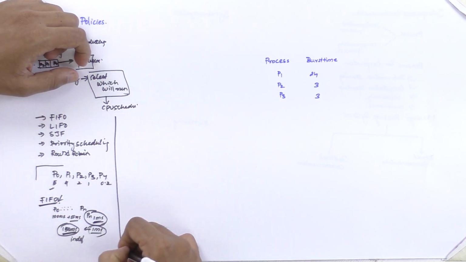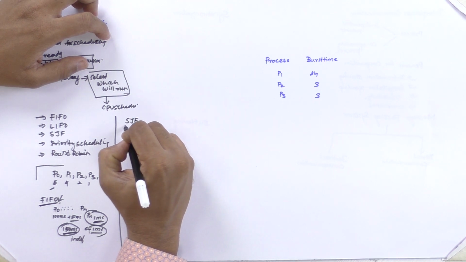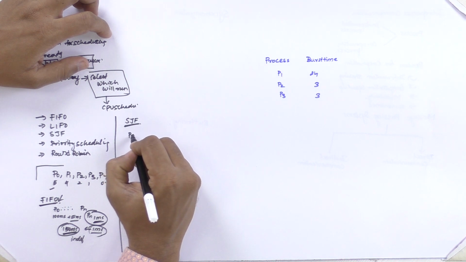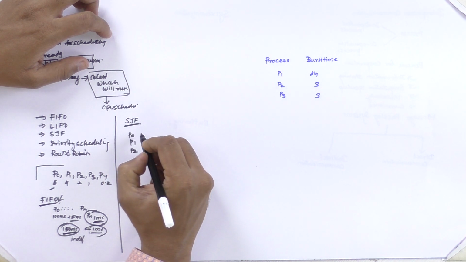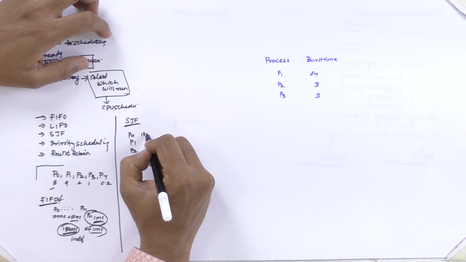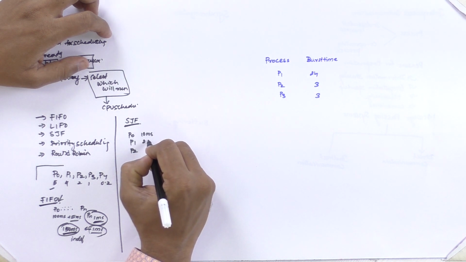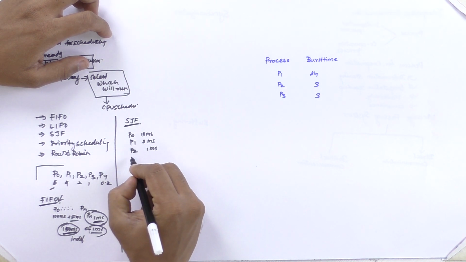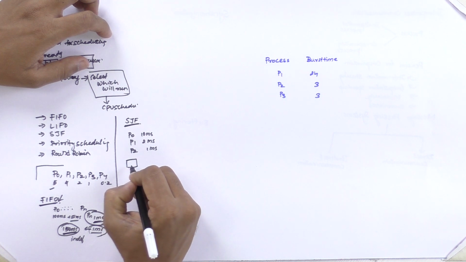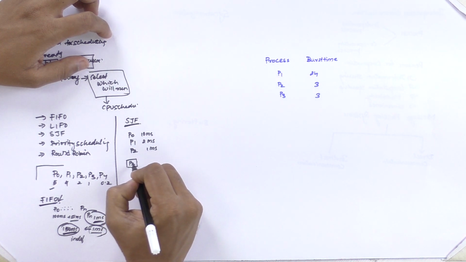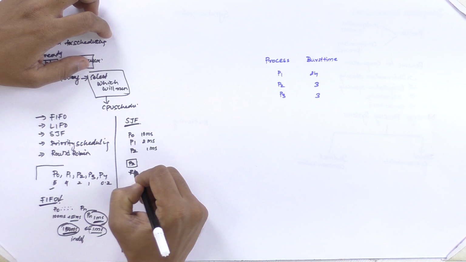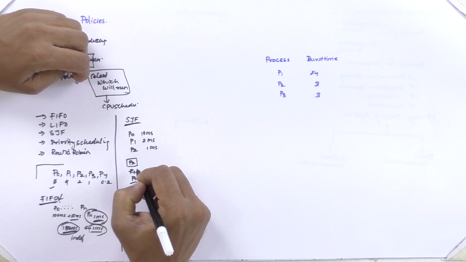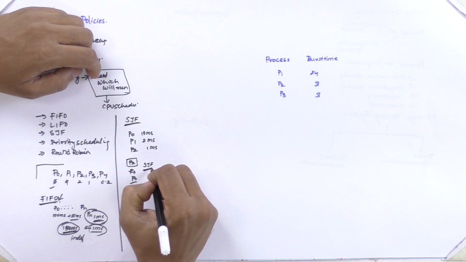To prevent that, we go for shortest job first scheduling. What is shortest job first? Suppose you have 3 processes, P0, P1, P2, and P0 requires 10 milliseconds to complete, P1 requires 2 milliseconds, and P2 requires 1 millisecond. The first one that gets the CPU is P2. Once it is completed, P1 will run. Once that is completed, the remaining shortest job is P0, and then P0 will run. This is how a shortest job scheduling algorithm works.